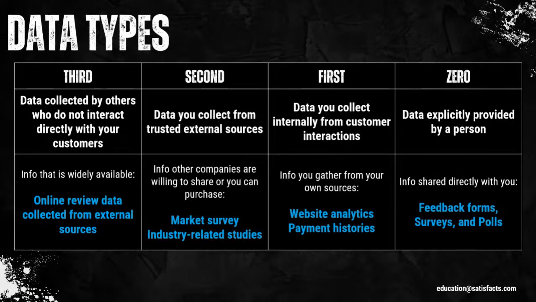So what does that mean? Well, let's start with third party data. This is data that is collected by others who do not interact directly with your customers. You can think of third-party data as kind of like market intelligence. Think of the census. That's third-party data. Think of economic data that's available through maybe like the jobs report. You can think of other data sources that are aggregating all of this information, and that's available for you to use and extract to try to create some intelligence around.